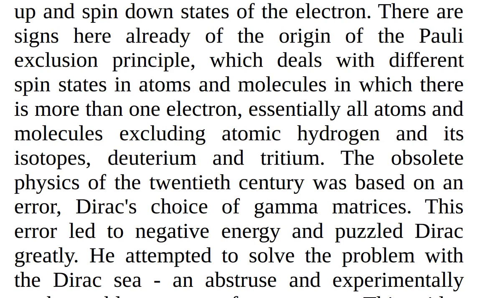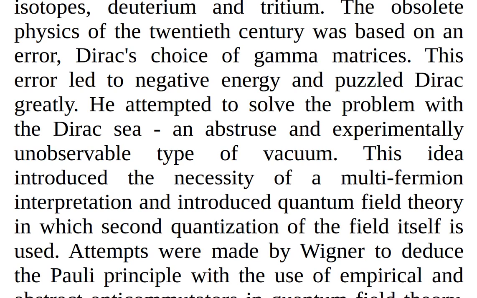The obsolete physics of the 20th century was based on an error, Dirac's choice of gamma matrices. This error led to negative energy and puzzled Dirac greatly. He attempted to solve the problem with the Dirac sea, an abstruse and experimentally unobservable type of vacuum. This idea introduced the necessity of a multi-Fermion interpretation and introduced quantum field theory in which second quantization of the field itself is used.